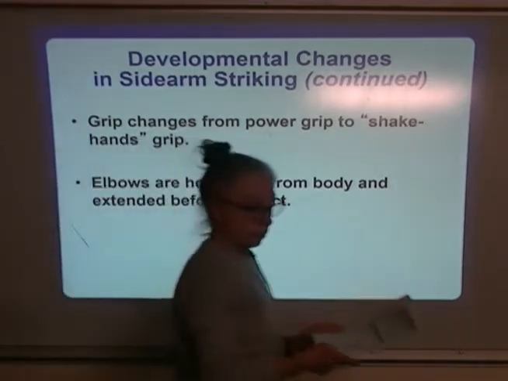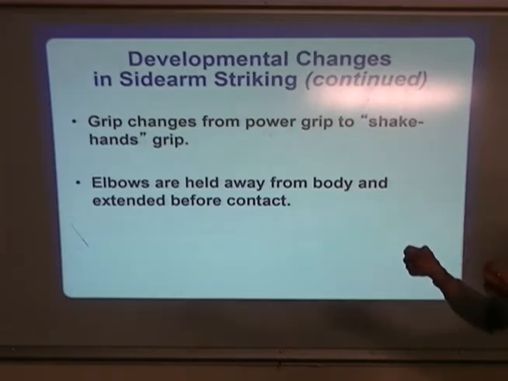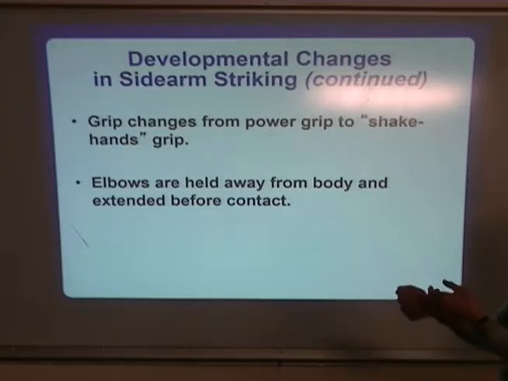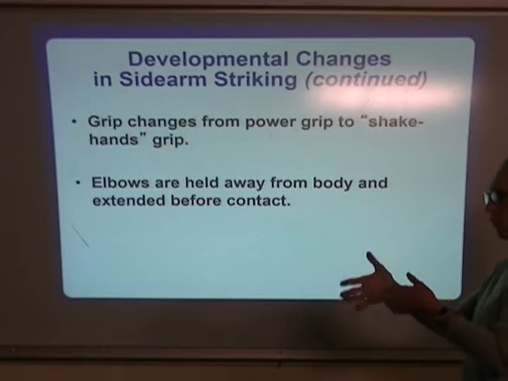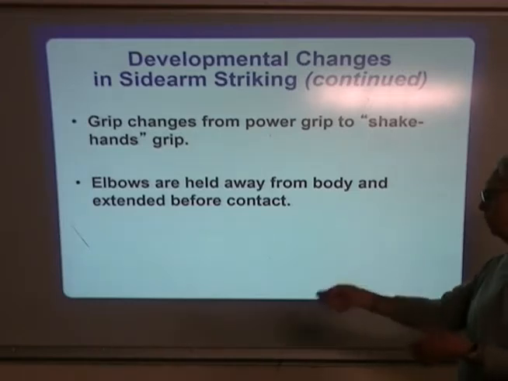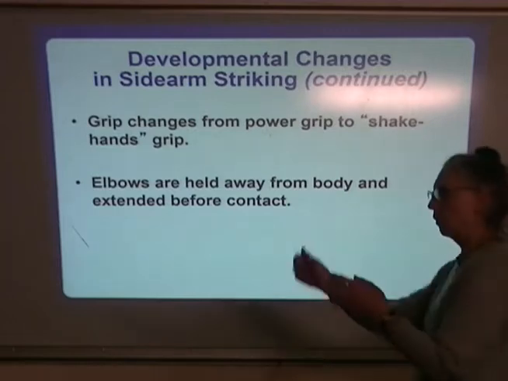Now, the grip isn't one of the components exactly. So the grip on the racket isn't a component that we're going to be scoring. But what you would expect to see is that initially the grip is going to be a very power grip, and then it's going to become more of a kind of shaking hands type grip.